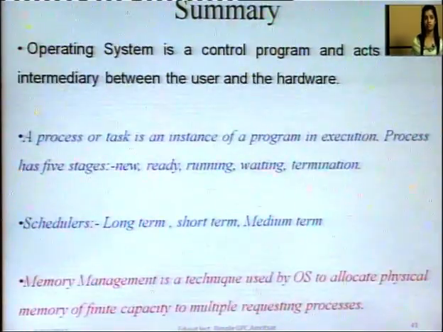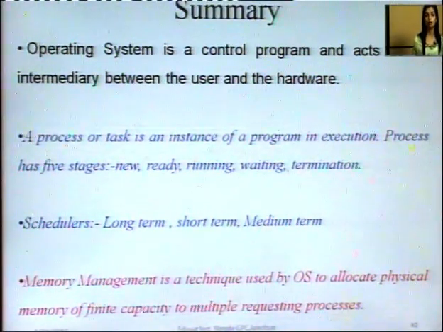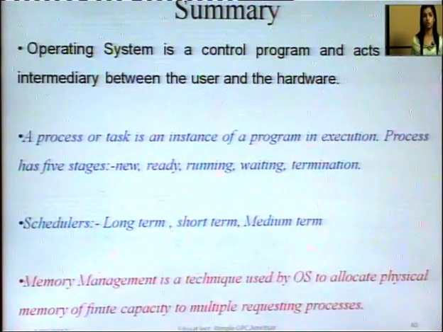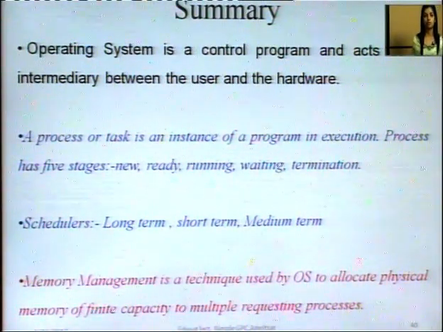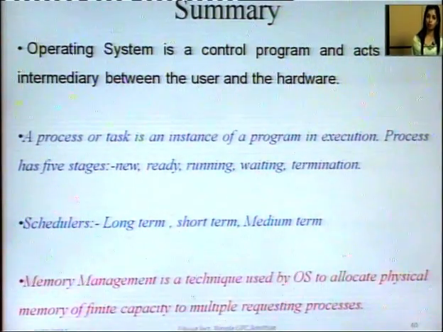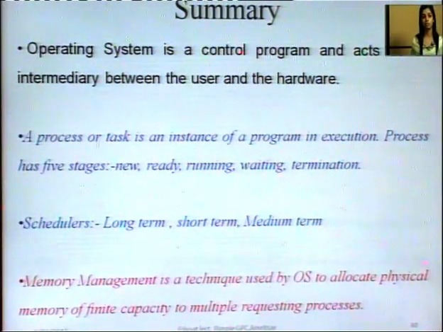So overall we have discussed the operating system definition, the process, and the number of process stages, and the process schedulers. Process schedulers are of three types: long term, short term, and medium term. According to the scheduler, the process is going to execute. The process may be created or terminated. A process is created by the fork command. There is a parent process and a child process. The child process is generated from the parent process.